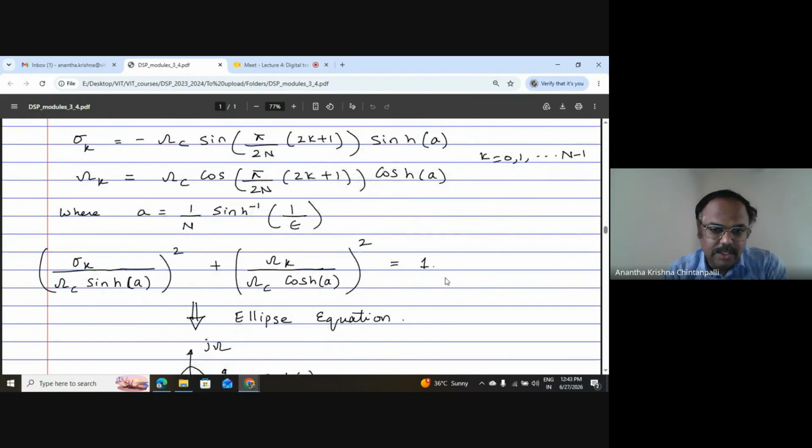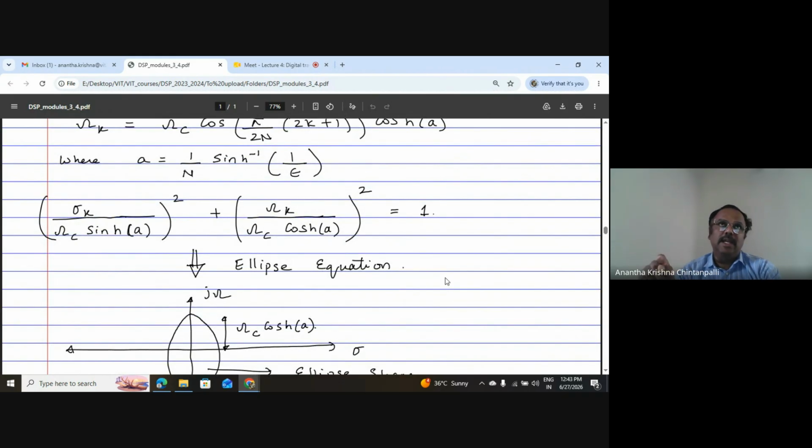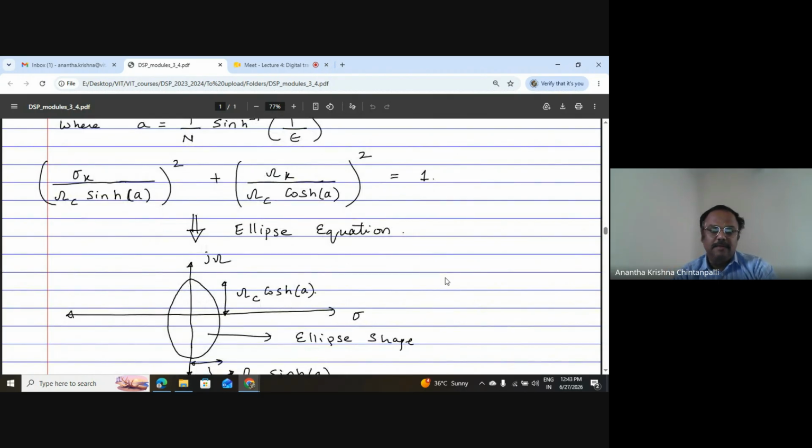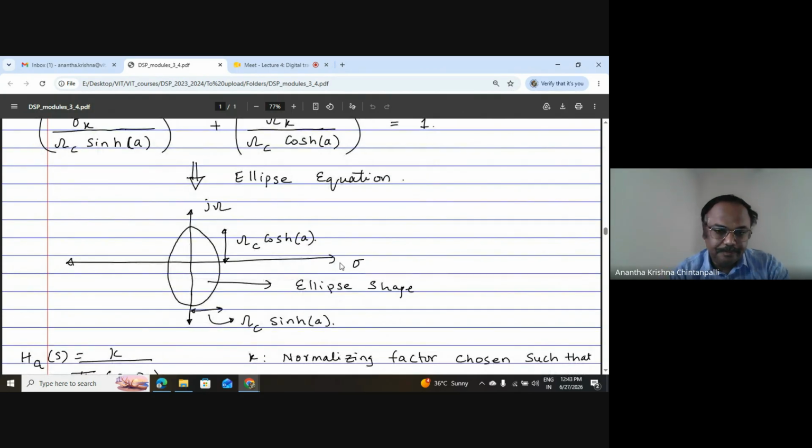So this is the equation of an ellipse which you are aware of, which is nothing but (x over a) whole square plus (y over b) whole square is equal to 1. So instead of poles being located on a circle, here the poles are located on an ellipse. So on the sigma-j omega plane, the height on the x-axis range is going to be omega c hyperbolic sine of a. Here this will be omega c hyperbolic cosine of a.